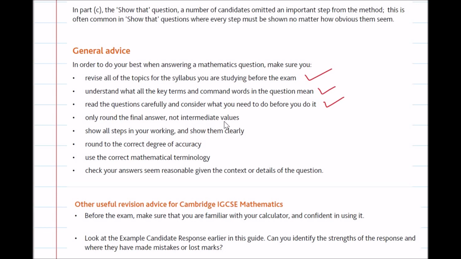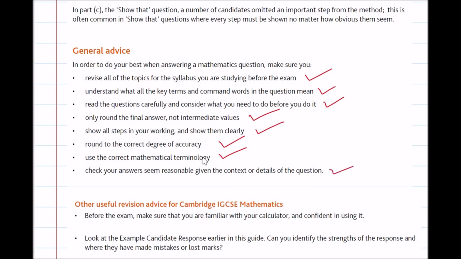Only round the final answer, not intermediate values. Very important point. Show all steps in your working and show them clearly. Round to the correct degree of accuracy. Use the correct mathematical terminology, especially when you are writing reasoning. Check your answer seems reasonable given the context or details of the question.